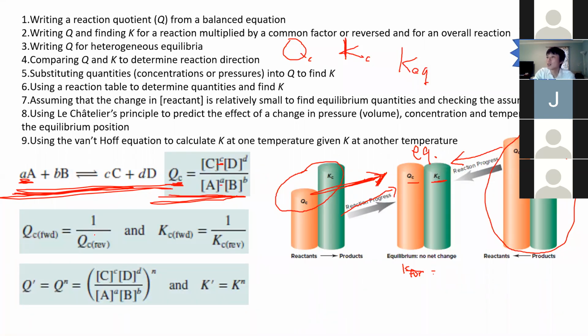So for the Q and the K value, if we reverse this reaction, we take 1 over the Q or 1 over the K. For example, this reaction becomes C and D generating A and B, so we take 1 over the Q and the K value. And if you change the coefficients, for example, if you multiply all the coefficients by a factor of n, you put this n as the exponent, so this K will become K to the exponent of n. This will become useful when you have to combine two or more reactions and want to know the K or Q for the overall reaction, and we should know how to adjust this K value based on what we did to the reaction.